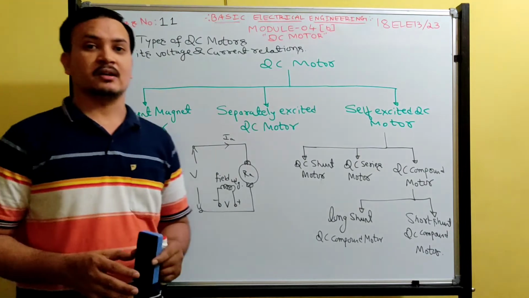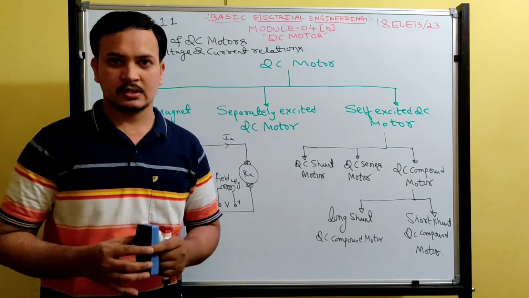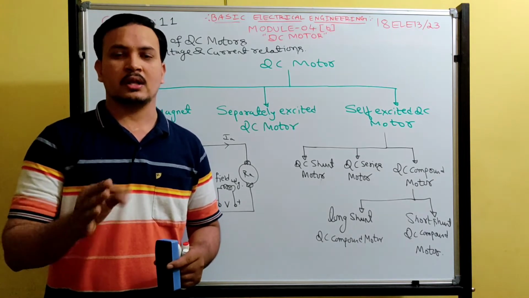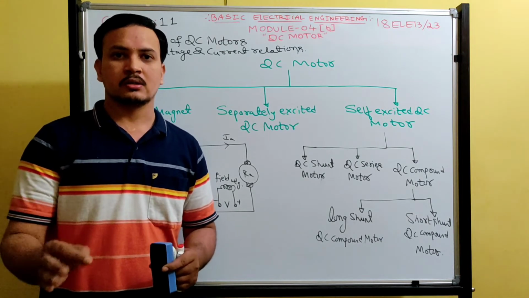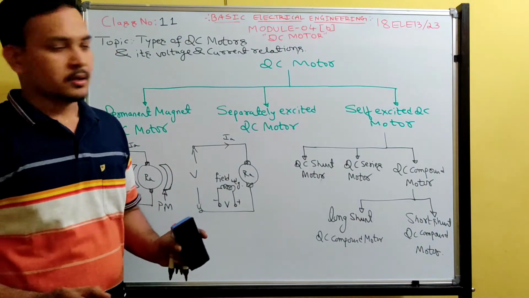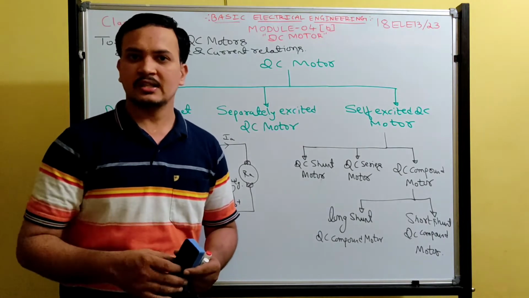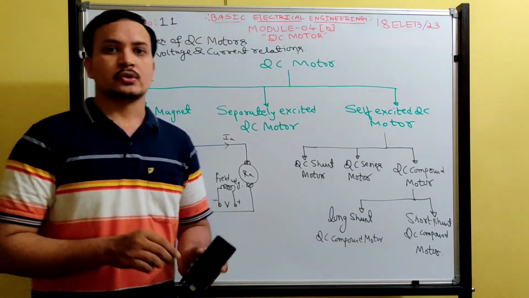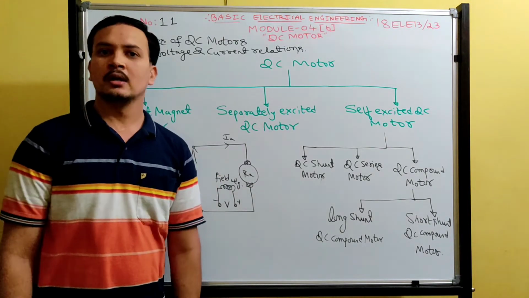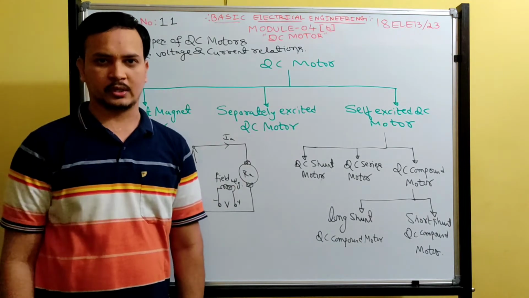So in this lecture we are going to learn different types of DC motors and their voltage and current relations. What is important is the voltage and current relations on all types of motors. That is very much important. We use this while solving problems on DC motors. So to solve problems on DC motors, you must know this topic, voltage and current relations. And classifying the types of motors is very simple.